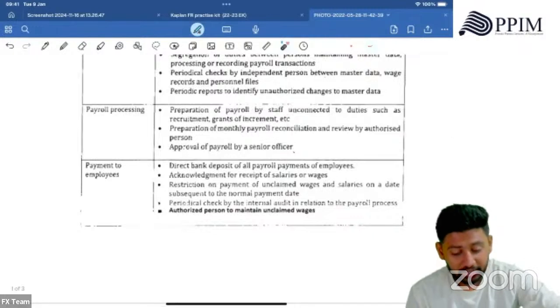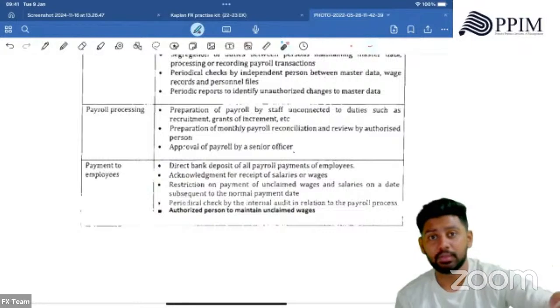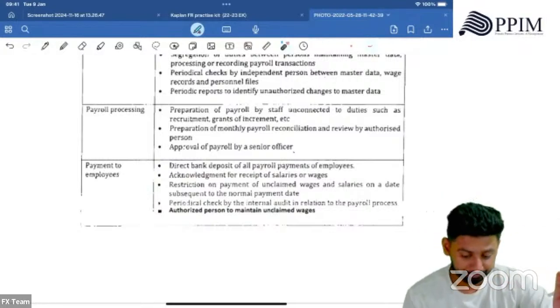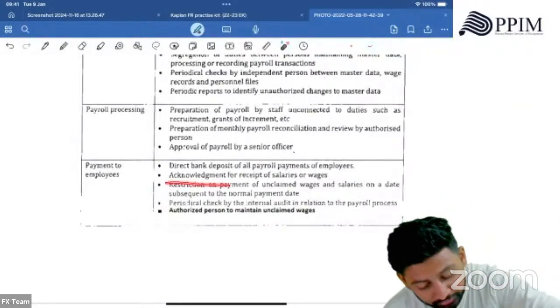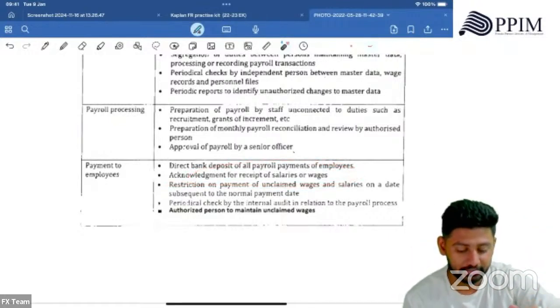Payment to employees: direct bank deposits only. Direct bank deposits because you have proof that you've made the payment. Cash means it's a bit of a problem. Acknowledgement for receipt of salaries or wages. There has to be an acknowledgement, a signed slip or something like that.